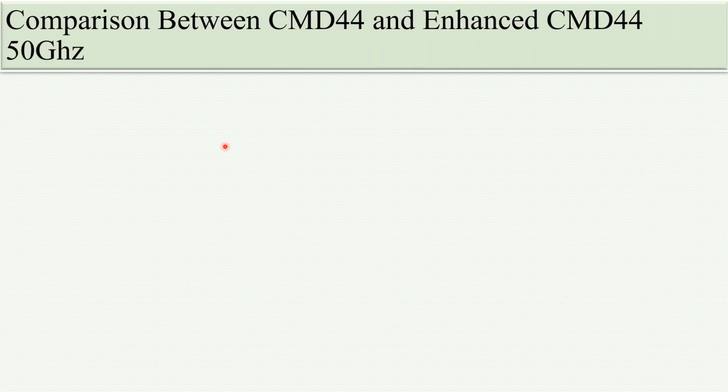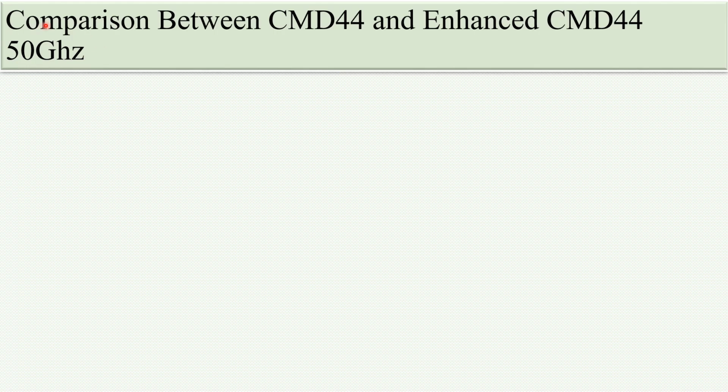So hi friends, in today's video, we will discuss the comparison between CMD44 and enhanced CMD44 50 GHz. Both CMD44 and CMD44 enhanced are products of Ciena, which is a channel mux demux. These devices are used to multiplex different wavelengths into a single fiber pair.